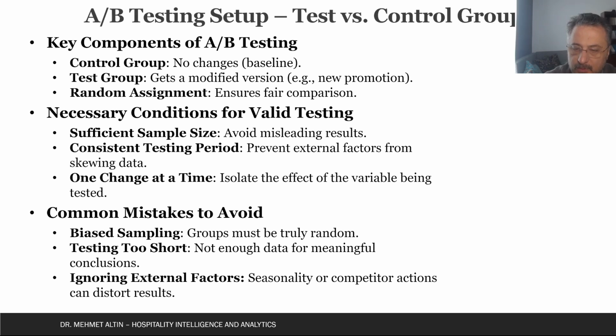There are also some common mistakes to avoid. I mean, we talked about the necessary conditions, but just to be sure. First, avoid biased sampling. Make sure groups are truly random. Also, don't stop your test too early just because you think you see a trend. Early fluctuations are normal, and stopping too soon can lead to bad decisions.